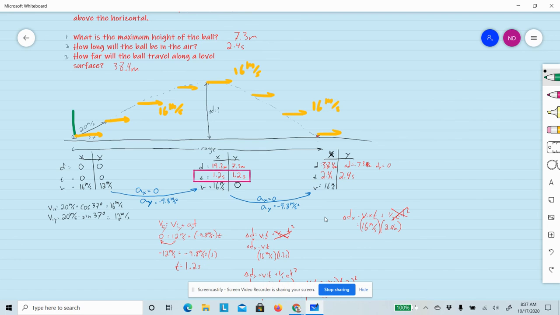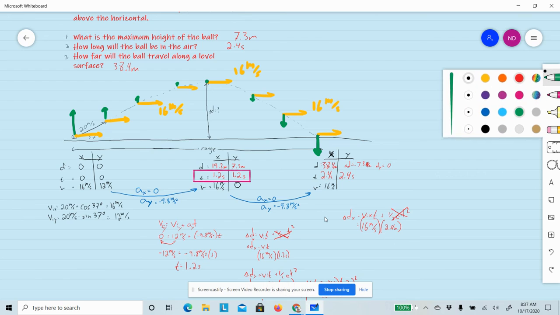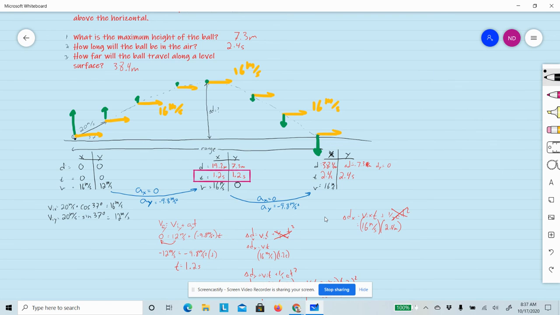It started off going 12. My arrow's not to scale. Then at some point it was going 10. Then at some point it was going 8. Then at some point it's going even less, and it gets to 0 there. And then it starts going down a little bit faster, and it gains speed again. And if it started with a speed of 20 meters per second in that direction here, it will finish with a speed of 20 meters per second that way.